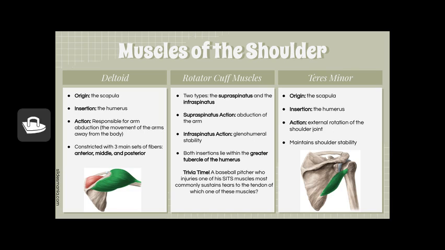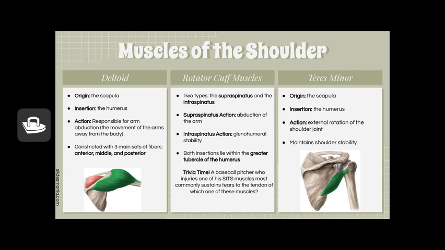Lastly, we have the teres minor. The origin is going to be the scapula. The insertion will be the humerus. The action of the teres minor is going to be the external rotation of the shoulder joint. And the teres minor actually helps to maintain shoulder stability. Super important so that there isn't too much flexibility around that joint. And like I said, there is a possible way that the shoulder can be dislocated, but the teres minor keeps that shoulder intact. And so, next up, we have our trivia time.